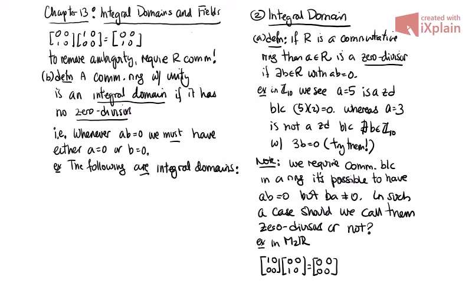And so some of these may not surprise you. Some of these may not be so obvious. Z is an integral domain. Z_p, when p is prime, is an integral domain. The real numbers are an integral domain. The rational numbers. Z[x], this is the set of all polynomials with integer coefficients.